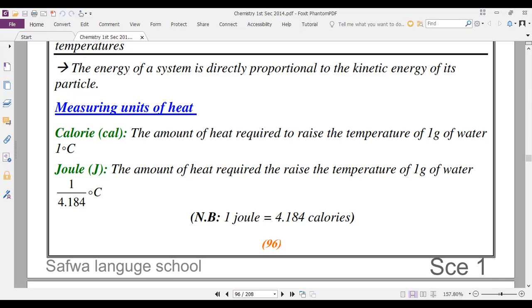Okay, so it's very important, calorie and joule. Calorie: the amount of heat required to raise the temperature of 1 gram of water by 1 Celsius, so it's called the calorie. But joule: the amount of heat required to raise the temperature of 1 gram of water by 1 over 4.18 Celsius. So 1 joule equals 4.18 calorie, and 1 calorie equals 1 over 4.18 joule.